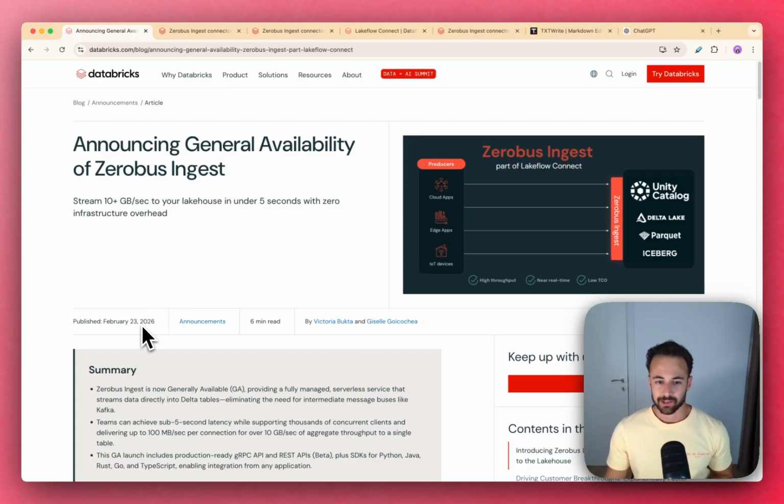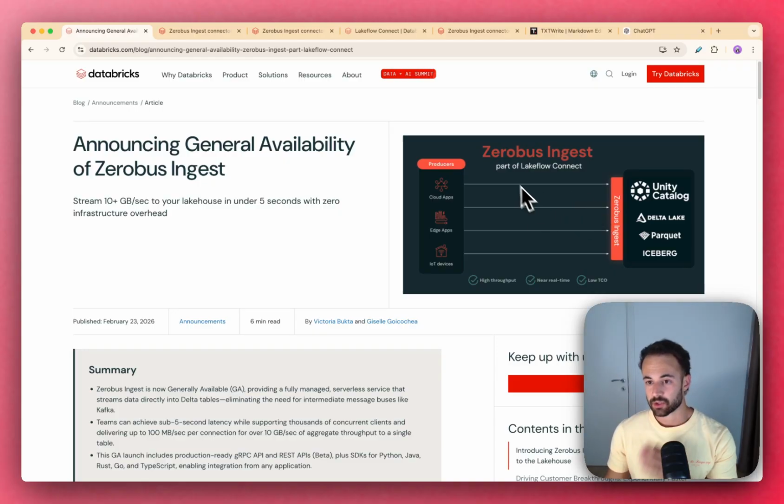That's almost like 3 weeks ago. And let's just get into it. So it says, announcing general availability of Zerobus Ingest. Stream 10 gigabytes per second to your lakehouse in under 5 seconds with zero infrastructure overhead. And the first thing we should look at, I think, is the picture that's attached here.